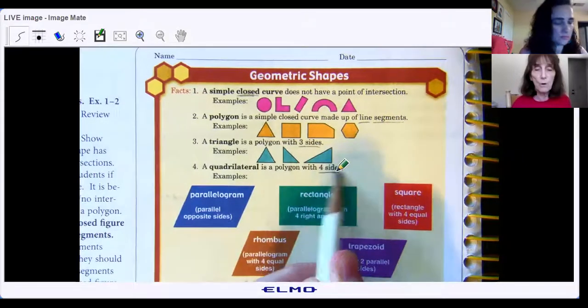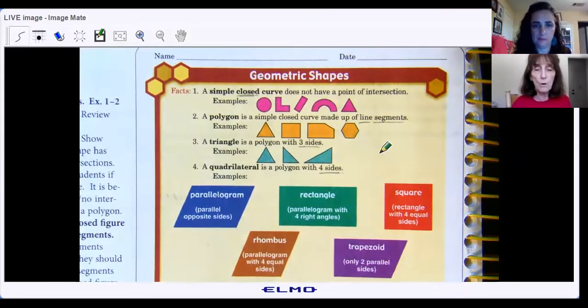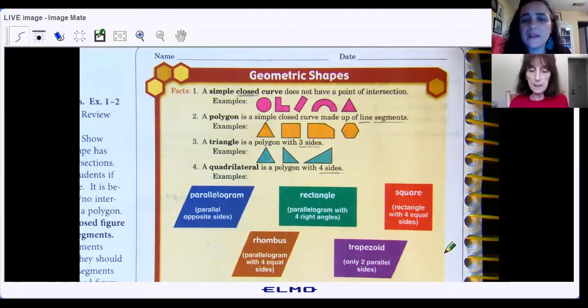You have a parallelogram with parallel opposite sides, a rectangle, a parallelogram with four right angles, a square, all four sides are equal. A rhombus is like a square, but just pushed a little bit. And a trapezoid has two sides parallel. Okay? All right.